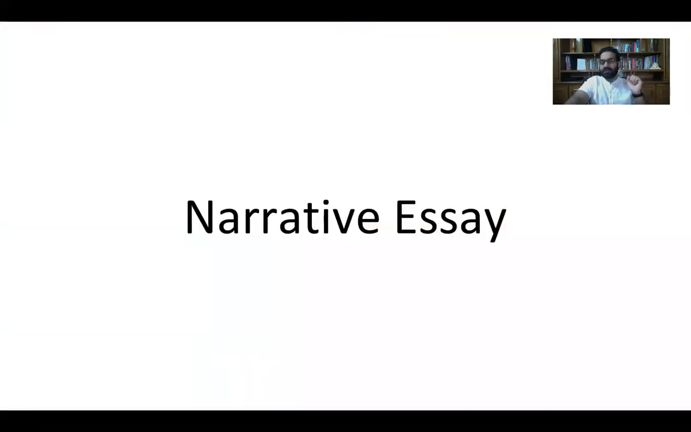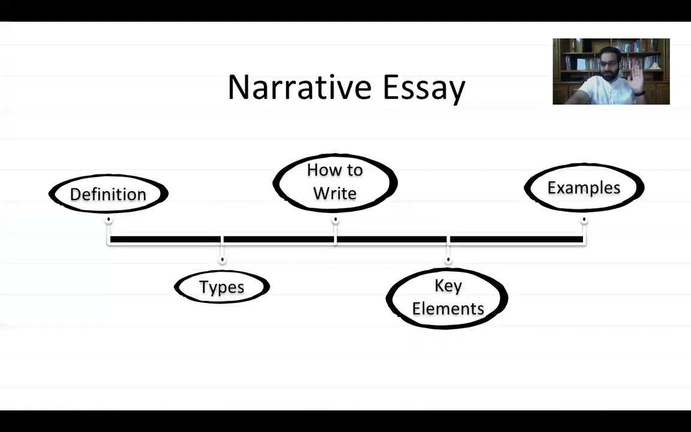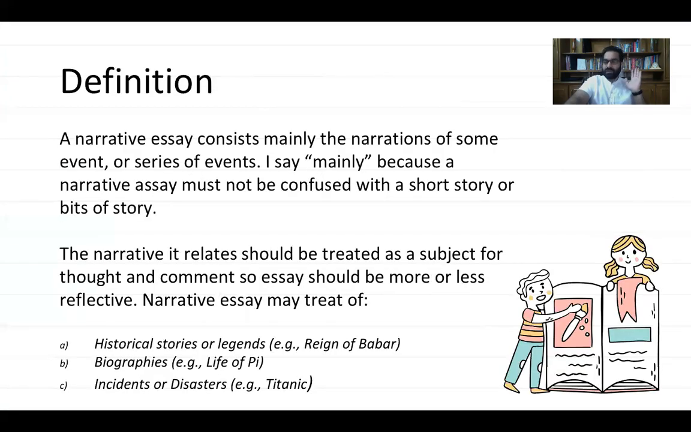So narrative essay, it's going to be quite plain, quite simple. Let's do it. Narrative essay. First, you got your definition, then types, then how to write, then key elements, then example. Definition. A narrative essay consists mainly of the narration of some event or series of events. So I say mainly because a narrative essay must not be confused with a short story or bits of story. So there is a difference between a narrative essay and a short story, but somehow we confuse that. So we'll explore it today.